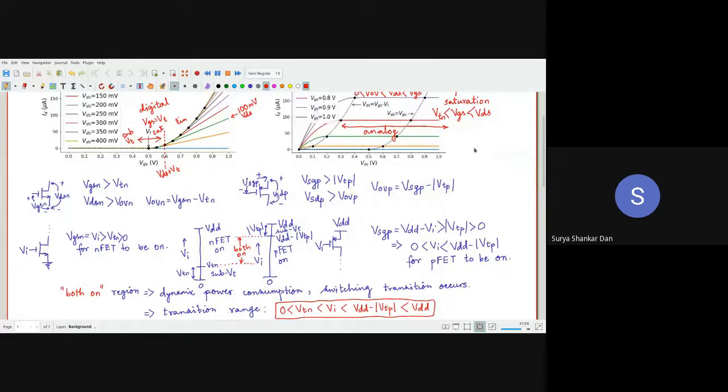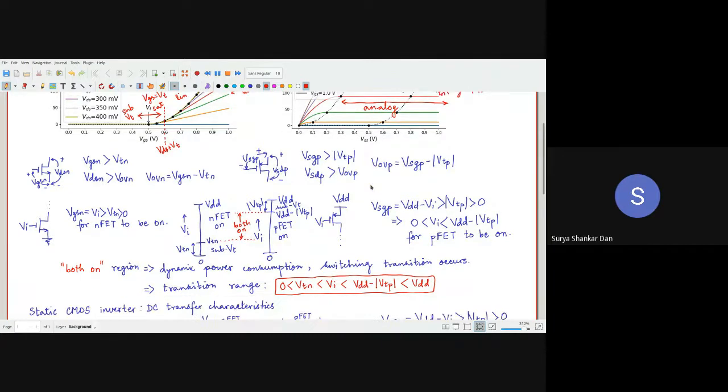Okay. Now, for the PFET, what is the situation? As I said, I will simply reverse the terminals. तो यहाँ पर VSGP के हिसाब से देखो, VSDP के हिसाब से. VSGP is greater than VTP with a mod. Remember, mod is important because VTP is by default negative. Okay. So VSDP will be greater than VOVP as usual. Okay. Now let us try to understand this. अगर मैंने यहाँ पर VI डाला, so I have added one input signal at the gate. Here also I have added one input signal at the gate.